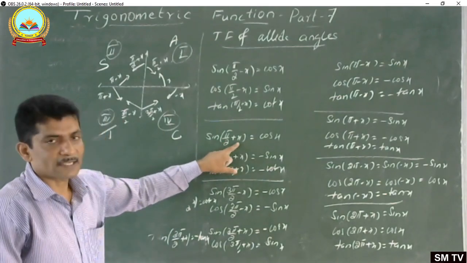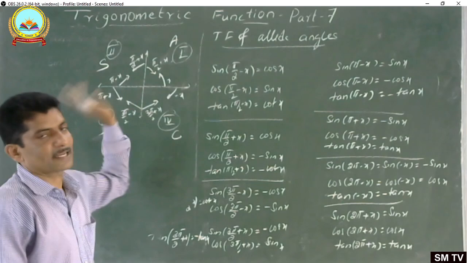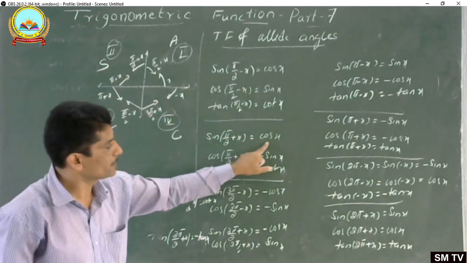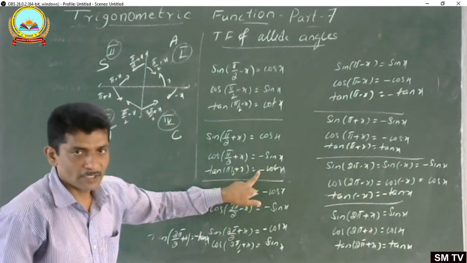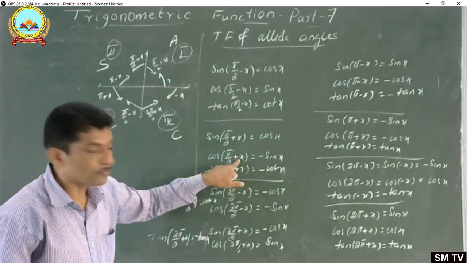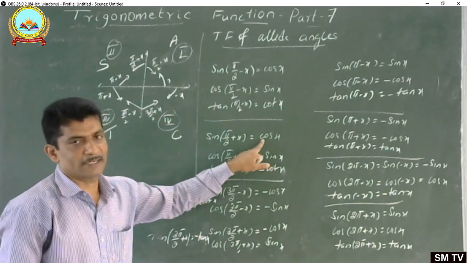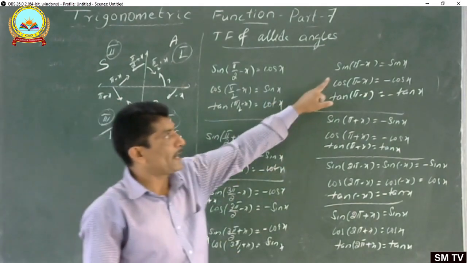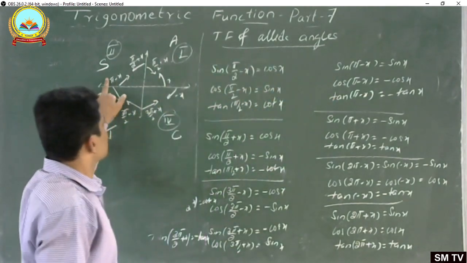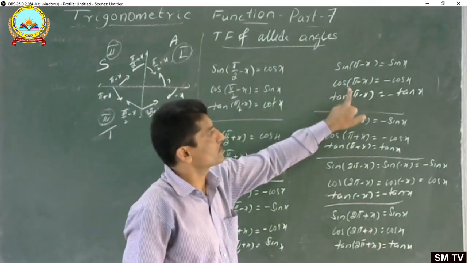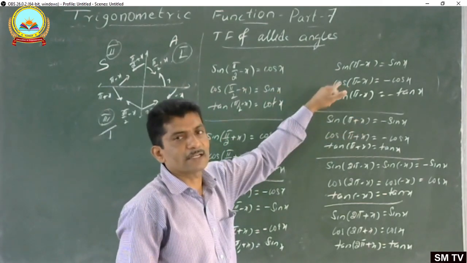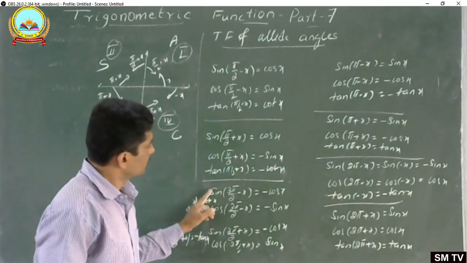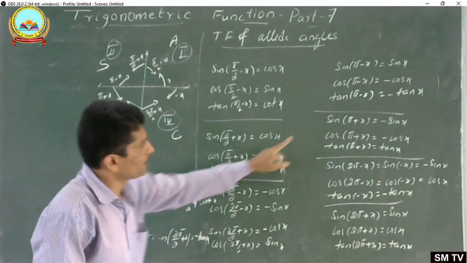Pi by 2 plus x is in the second quadrant. What is the sign in the second quadrant? Sine positive, cos negative, tan negative. Tan negative means cot negative, cos negative means secant negative, sine positive means cosecant positive. Is it clear? Pi minus x also lies in the second quadrant: sine positive, cos negative, tan negative. Therefore cot negative, secant negative, cosecant positive. Just remember this sign.